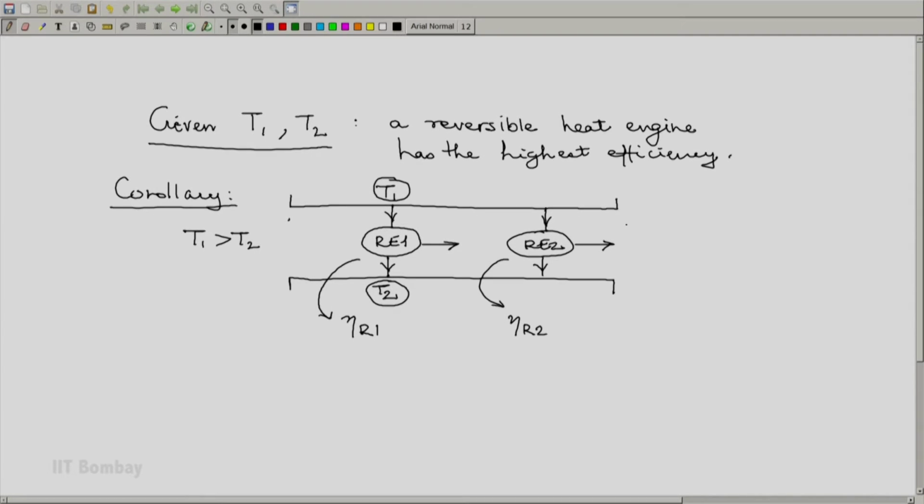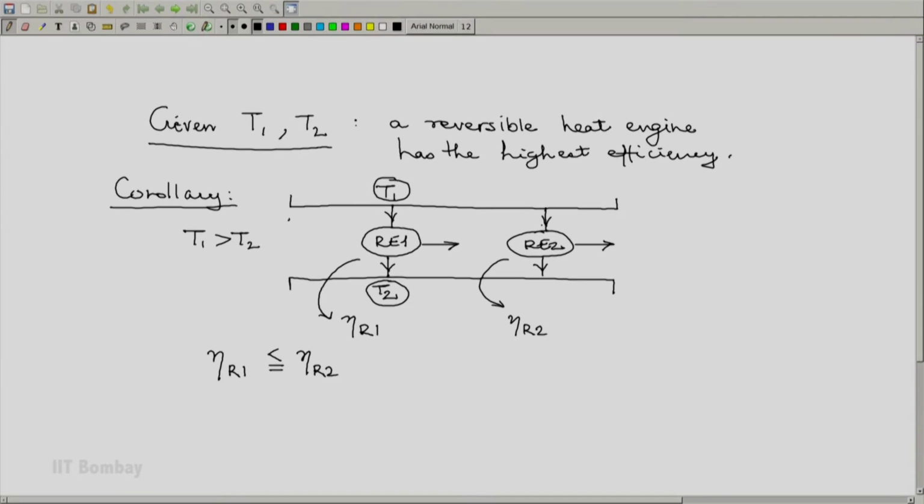It is simple, we will use the Carnot theorem. If we forget that RE1 is reversible and just remain conscious of the fact that RE2 is reversible, then by Carnot theorem eta R1 must be less than or at most equal to eta R2. Because this is any engine, I am comparing its efficiency with a reversible engine working between the same T1 and T2. So this is one relation we must have.